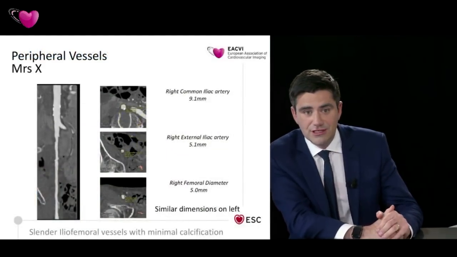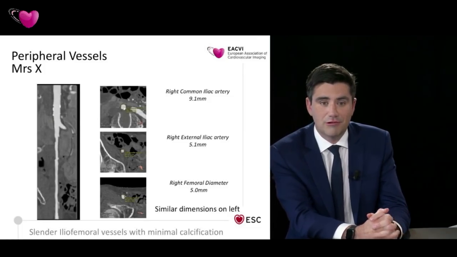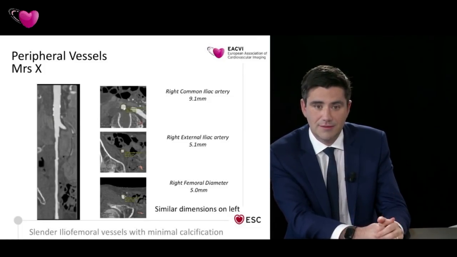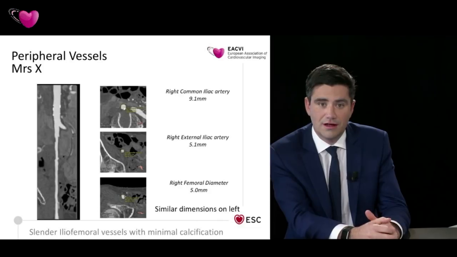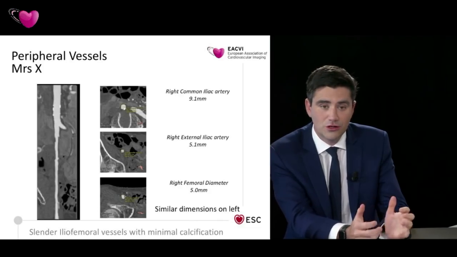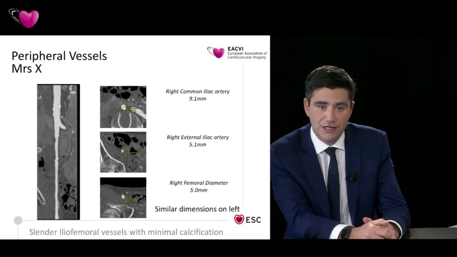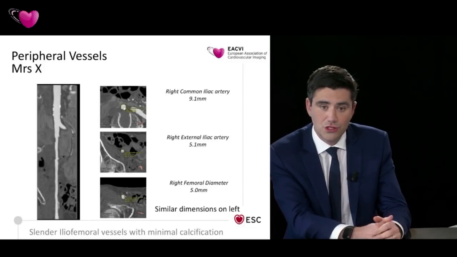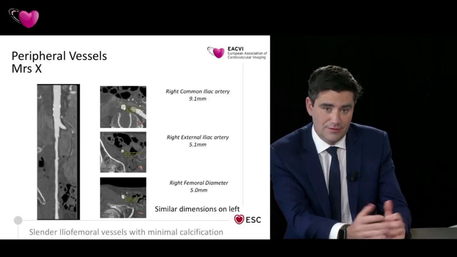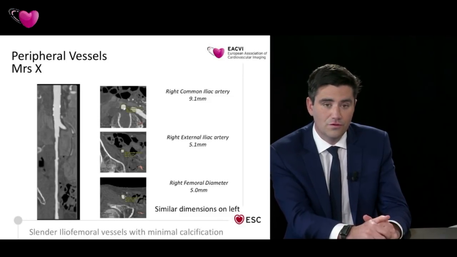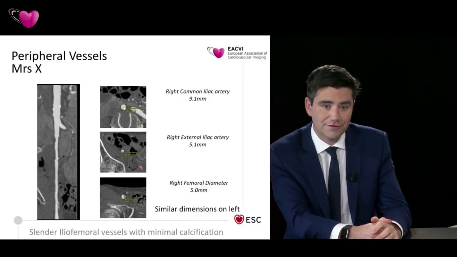So back to our patients, this is what we found when we looked at peripheral vessels. The right and left system were pretty similar. And what we basically saw was that Mrs. X had pretty smooth looking peripheral vessels. There wasn't much in the way of stenosis or calcification. They weren't particularly tortuous, but they were small in caliber, really at the borderline of what we would consider suitable for TAVI, 5 millimeters on the right, similar dimensions on the left.